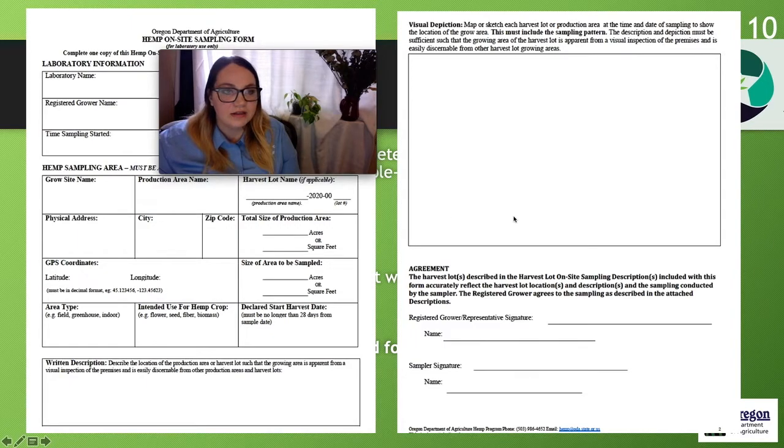That's happened a lot. And then also, this visual depiction, this is where you're going to draw a picture of the production area that you're sampling. Please include the sampling pattern. So that sawtooth pattern that I showed you, you need to include that pattern on the production area. So whatever way you sampled it in that sawtooth pattern, please put that in. Again, making sure the signatures are complete as well.